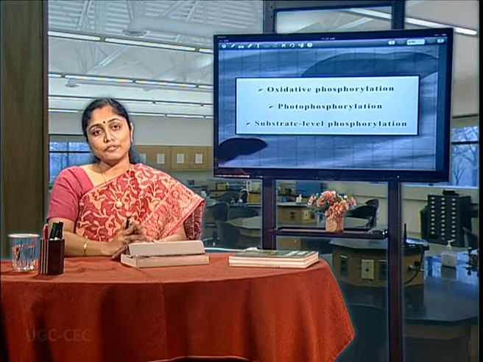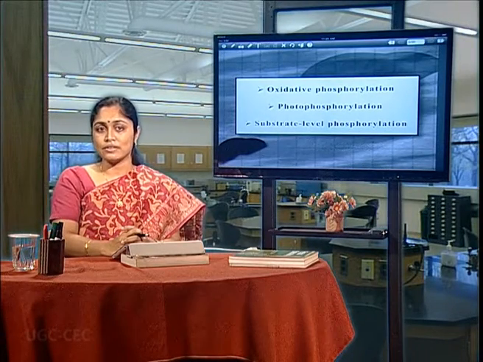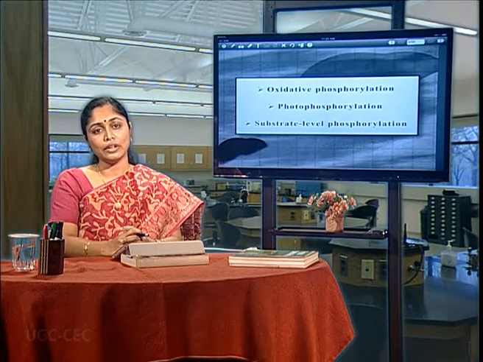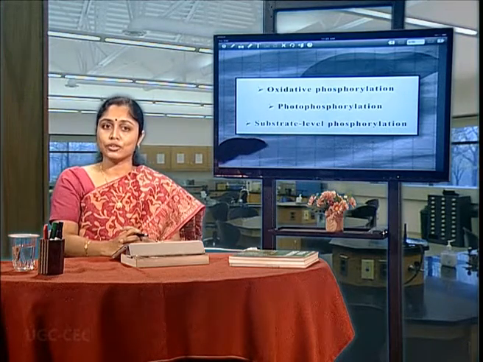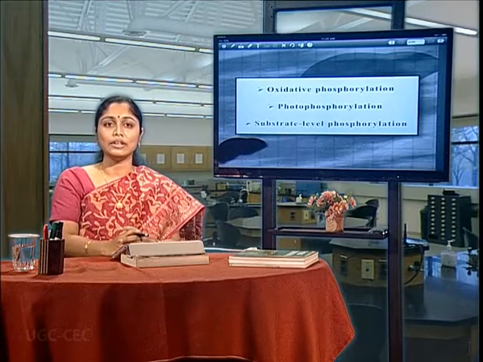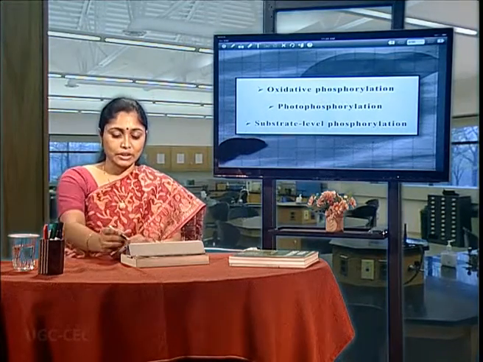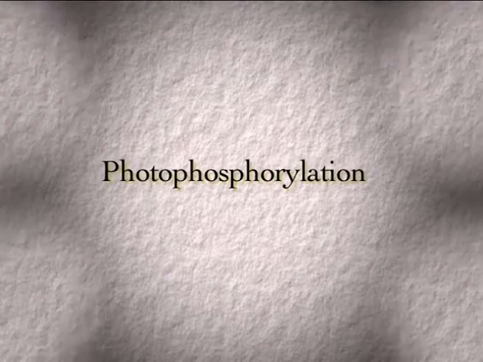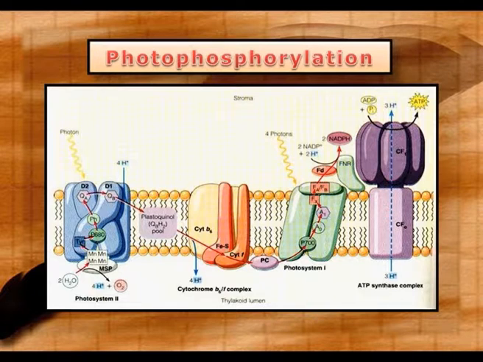Now, apart from oxidative phosphorylation, two other phosphorylation systems exist in living systems. One is called photophosphorylation or photosynthesis, and the other one is substrate level phosphorylation. In photophosphorylation, photosynthetic organisms and plants trap the solar energy and form ATP and NADPH. Using this ATP and NADPH, they synthesize carbohydrates and other organic molecules from environmental carbon dioxide and water molecules.